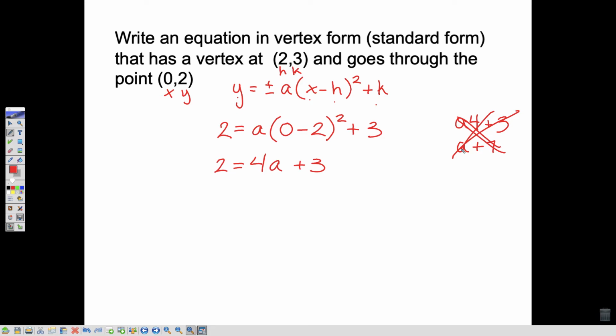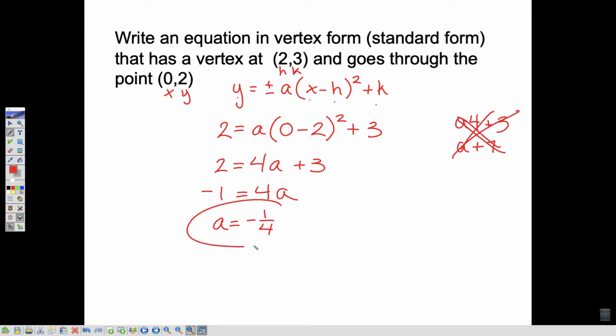Oh, squaring quantities, do you know how bad I wanted to have those last night when I was grading? Okay, now what? Subtract 3, so I get -1 equals 4a, and then divide by 4. So a equals -1/4.